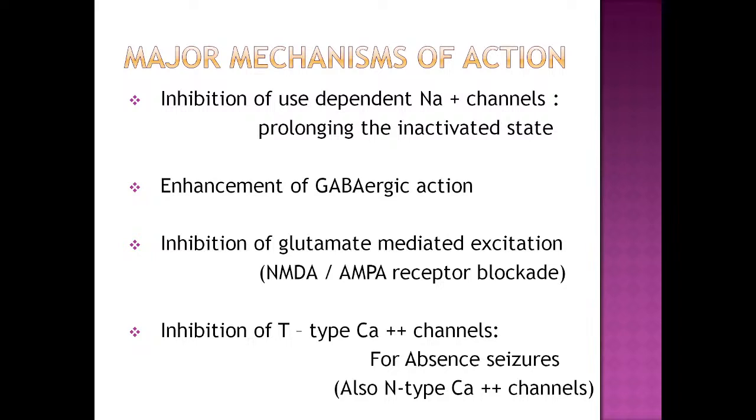T-type calcium currents are specific in the pathogenesis of which type of seizures? Absence seizures. So any drug which you want to use for absence seizures has to have what mechanism of action? Inhibition of T-type calcium channels. Any drug which cannot inhibit T-type calcium channels will not be effective for absence seizures. So you have only a few drugs available which act through the T-type calcium channels, right?